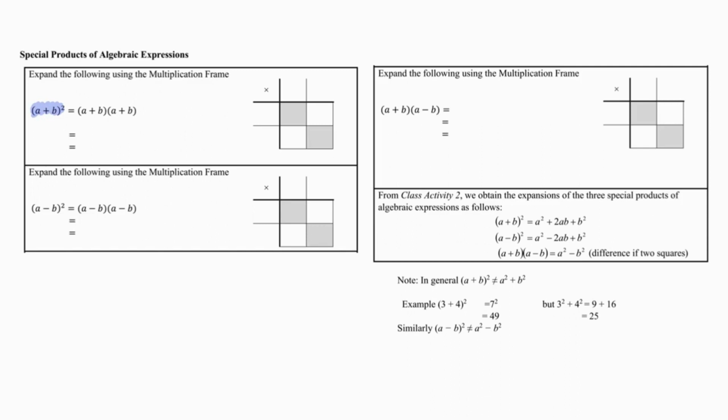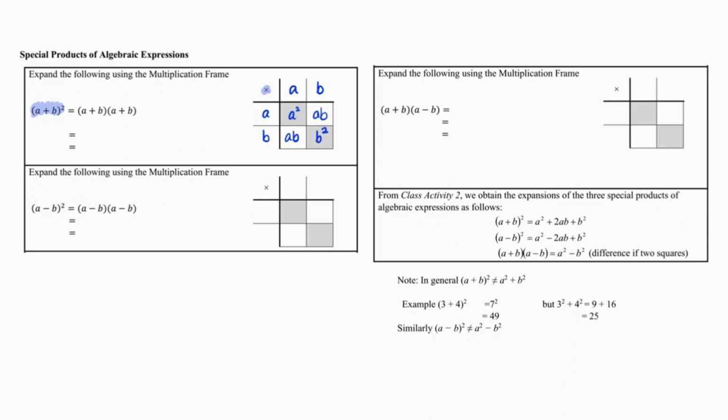So if I were to write it down here using the multiplication frame, it will be positive a, positive b, positive a, and positive b. And I'm going to multiply them together. Meaning a times a is a square, a times b is ab, a times b again is ab, b times b is b square.